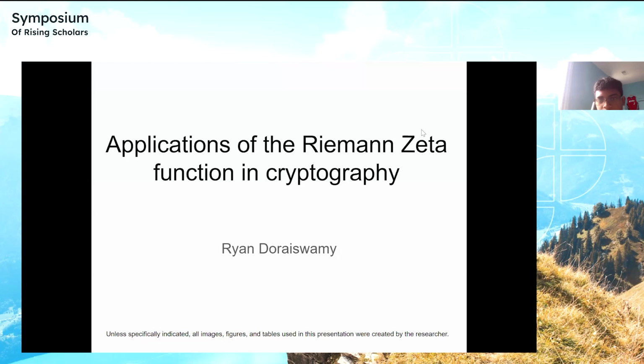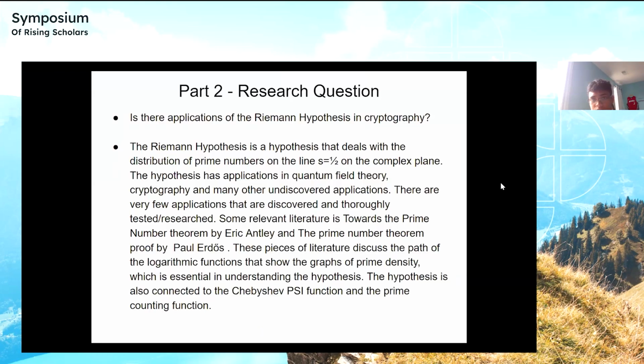All right, so my project is the application of the Riemann zeta function in cryptography. The first thing is my research question: were there any applications in cryptography? This is a short overview of the Riemann zeta function in general. The hypothesis deals with the distribution of prime numbers on a complex plane, and it has applications in quantum field theory that are mainly undiscovered, which is why I decided to find a more practical application of it that can be used in things we already have access to.